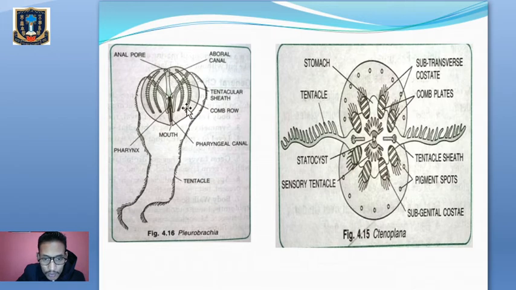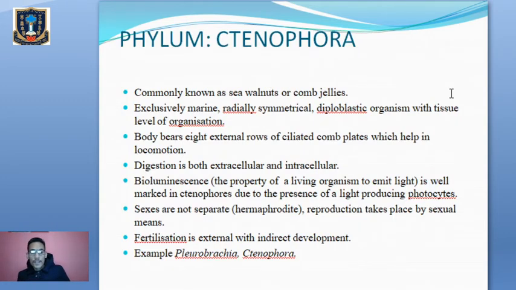Now this one, okay, these structures are called comb rows. These are usually shown 4 in number, but these types of structures are 8 in number. They are called the comb plates. So here you can see 1, 2, 3, 4, 5, 6, 7, 8. These are the comb plates which are present in the members of the phylum Ctenophora, and they help in locomotion. Digestion is both extracellular and intracellular, and the most important property shown by the members of this phylum Ctenophora is bioluminescence, the property of living organisms to emit light, and they are able to emit light due to the presence of certain light bearing pigments which are called photocytes.